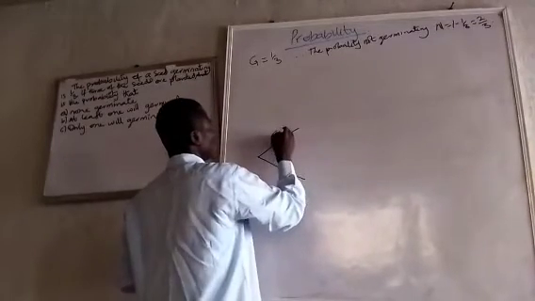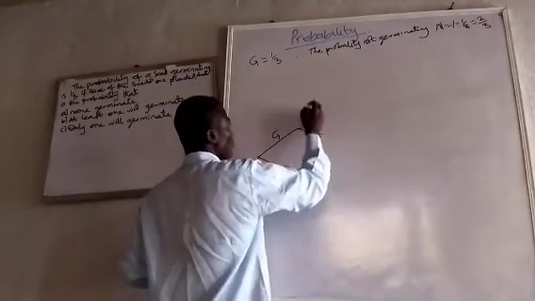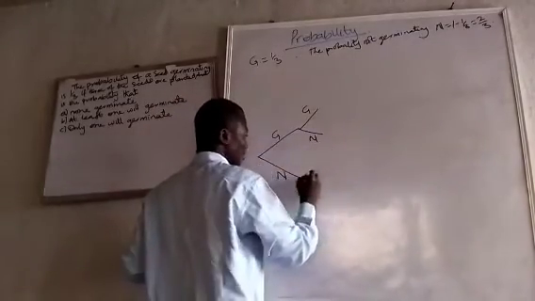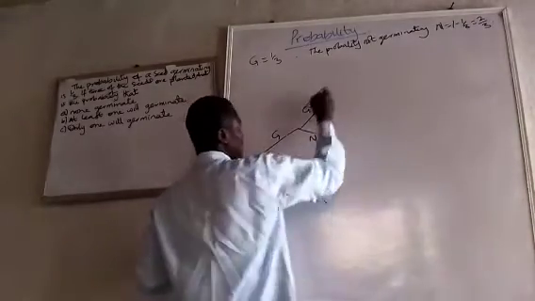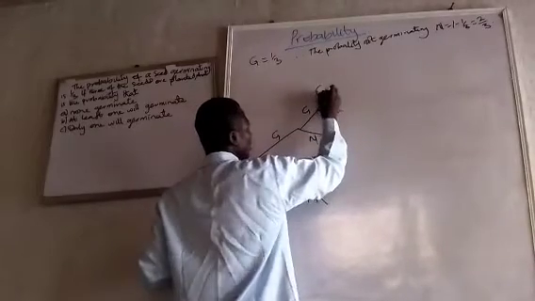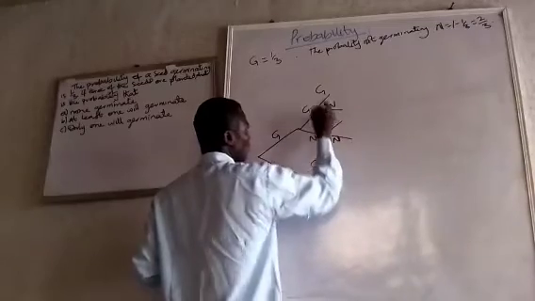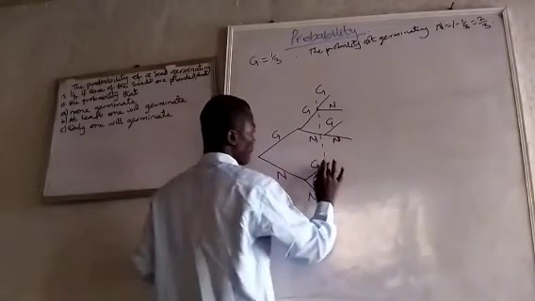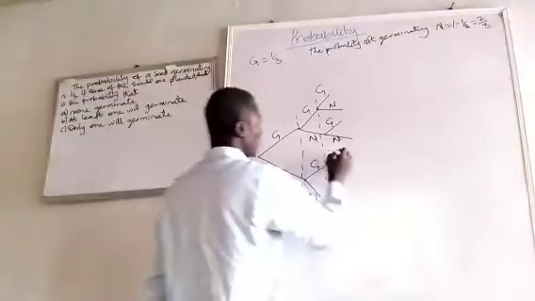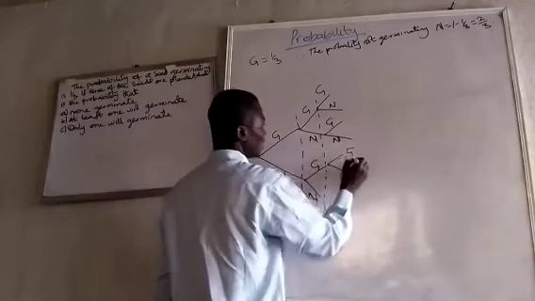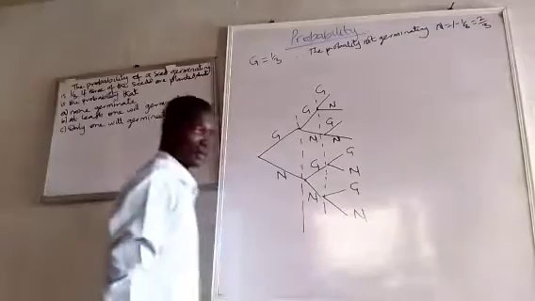This is germinate, not germinate, for the first seed. Germinate, not germinate. Germinate, not germinate. This is the second. Germinate, not germinate. The third one. And this is for the second. So here we have germinate, not germinate. And here we have germinate, not germinate.